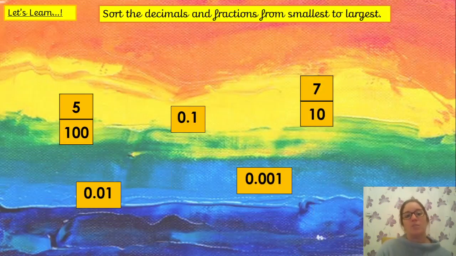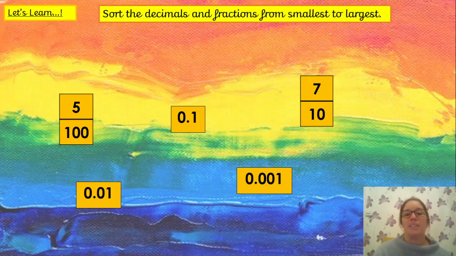Okay, so can you sort the decimals and fractions from smallest to largest? So give yourself a minute, pause the video if you need to. Remembering the fractions and decimals, can you order those? It's probably easier if you convert them both to decimals or both to fractions, but it's up to you.